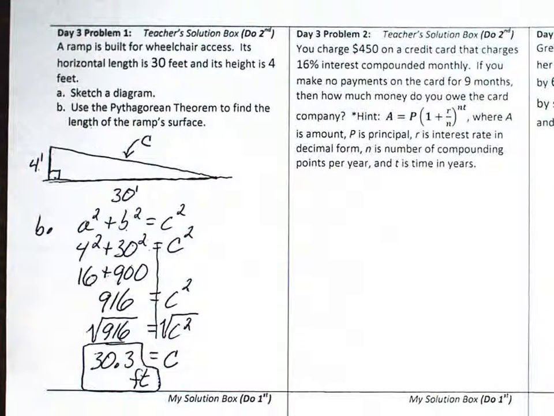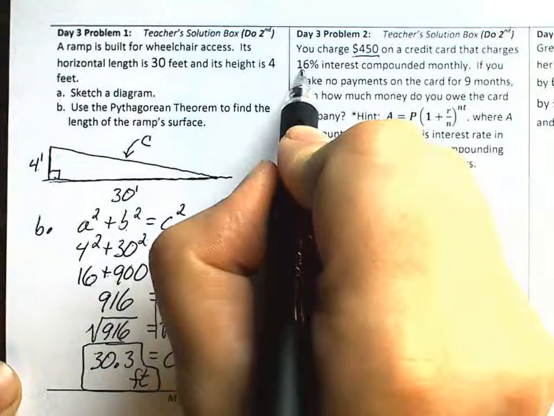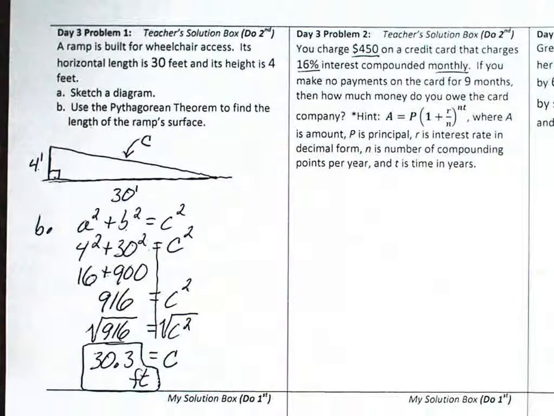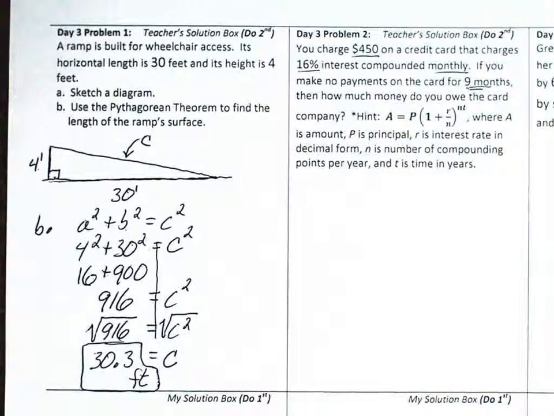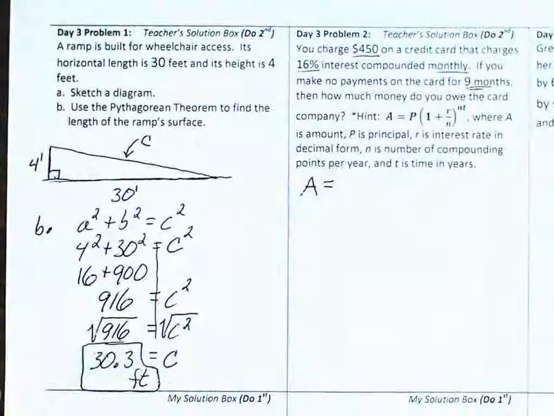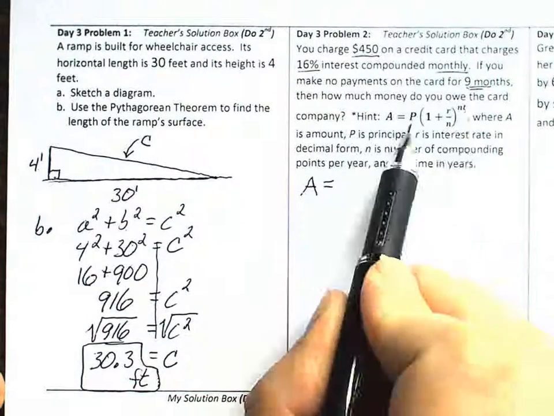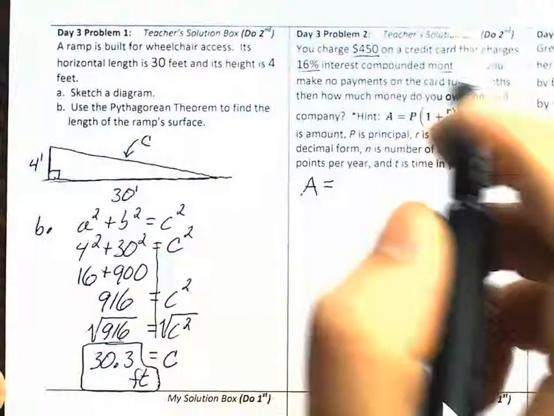Now, day 3, problem 2. You charge $450 on a credit card that charges 16% interest compounded monthly. If you make no payments on the card for 9 months, then how much money do you owe the credit card company? And hint, use this compound interest formula to find the amount you owe. And so let's use this formula and solve for the letter A, representing the amount of money, by substituting values for these other variables, starting with P, the principal amount, the amount that we started with, $450.